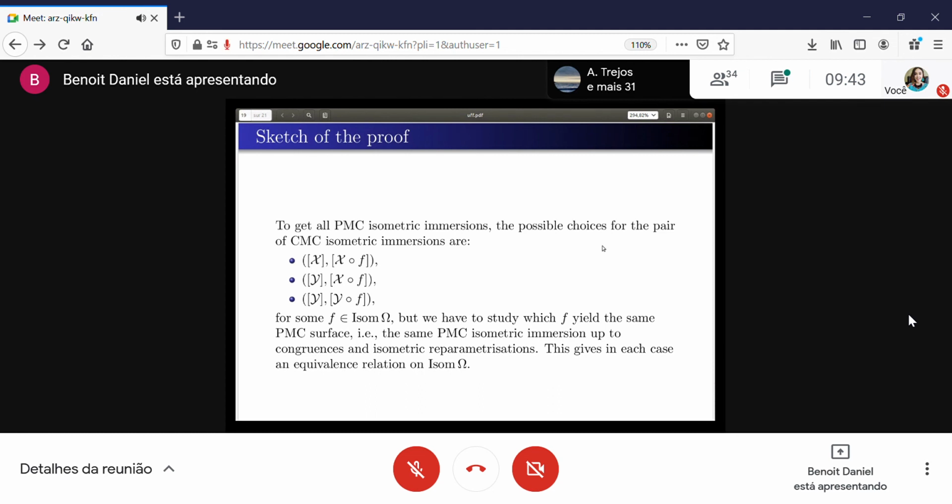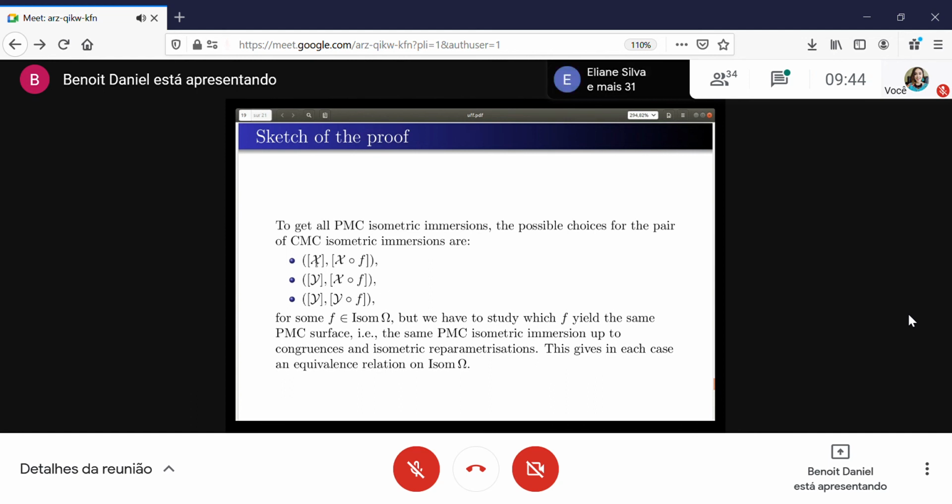So how can I obtain a PMC isometric immersion? I have to take a pair of CMC isometric immersions. So I have 3 possibilities. I can take 2 copies of X, 1 copy of X and 1 of Y, or 2 copies of Y. But remember that, since I am considering immersions and not surfaces, I can reparameterize my surfaces. It means I can compose by F, where F is an intrinsic isometry. F belongs to the isometry group of omega.